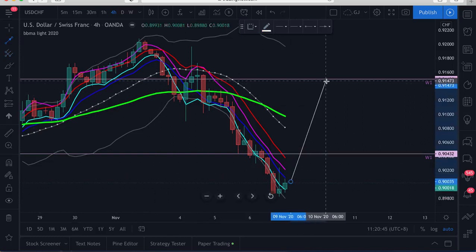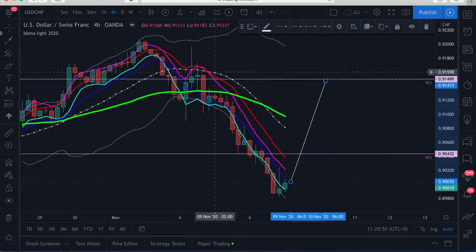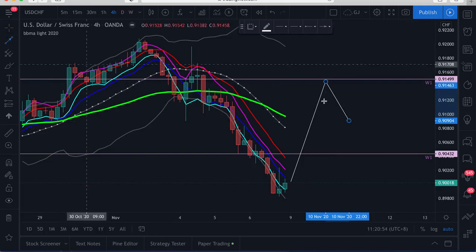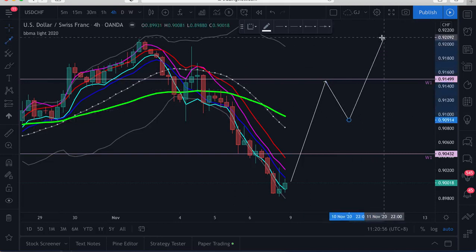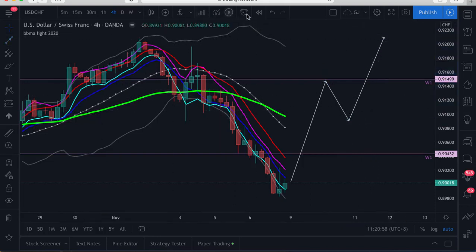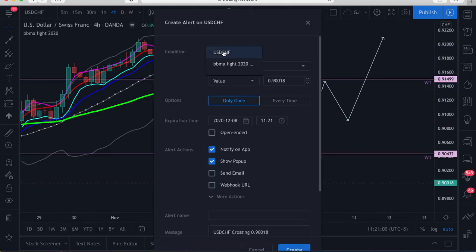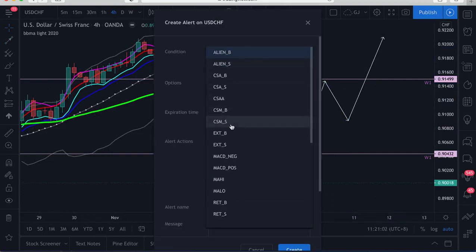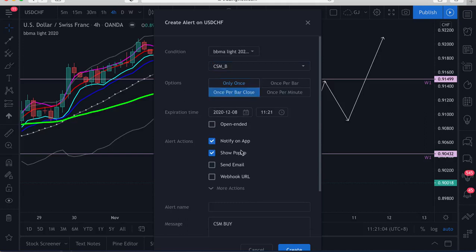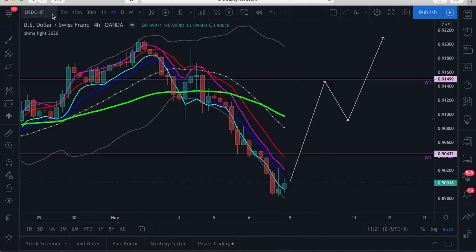MHV buy. However, we want to wait for this candle to close above the top BB, and we're gonna take the pullback to continue to go up. So that's our classic BBMA setup SOP. So set alert, CSM buy at H4 and also above EMA 50, which is this one.